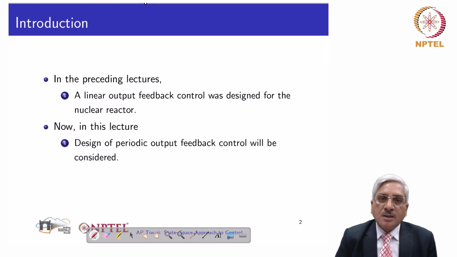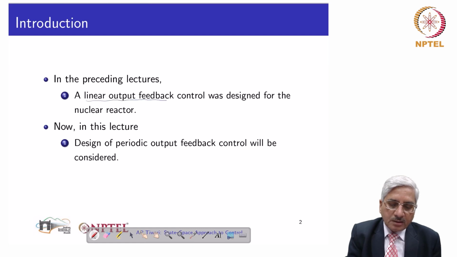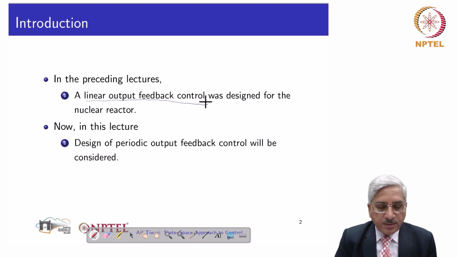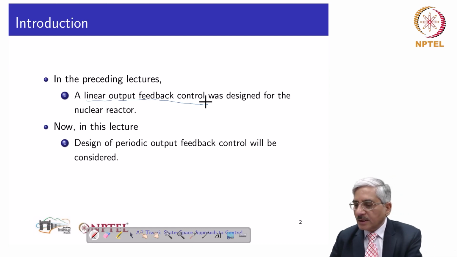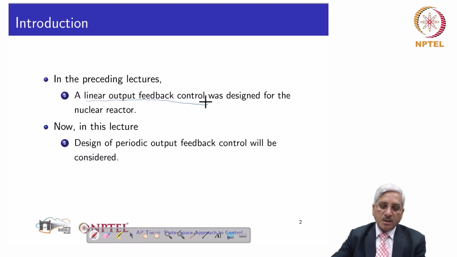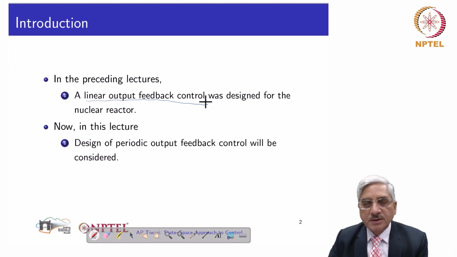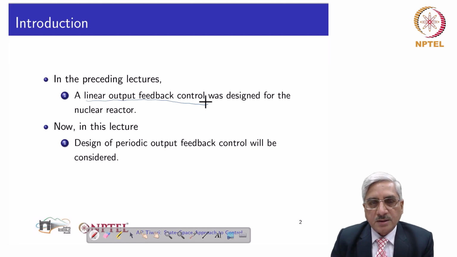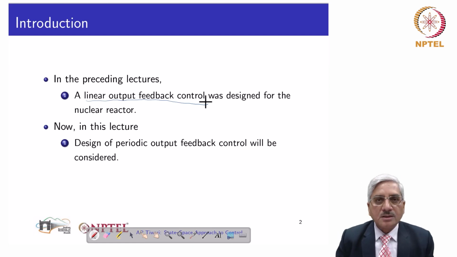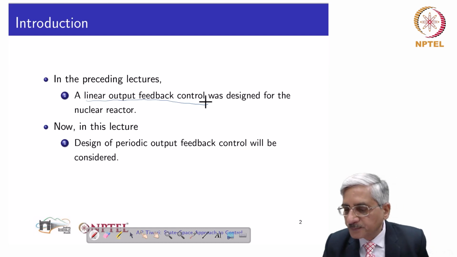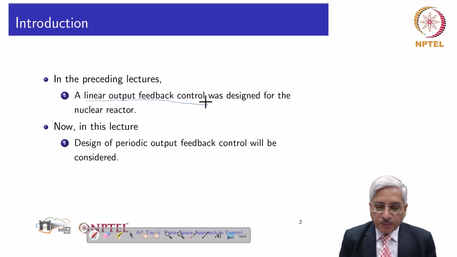So before that, we had considered the design of a simple linear output feedback control. Now let us go ahead with the periodic output feedback control of neutron density in a nuclear reactor. And as I said, neutron density is a quantity proportional to nuclear power. So control of neutron density in a reactor core or control of reactor power are the same things for a control engineer.